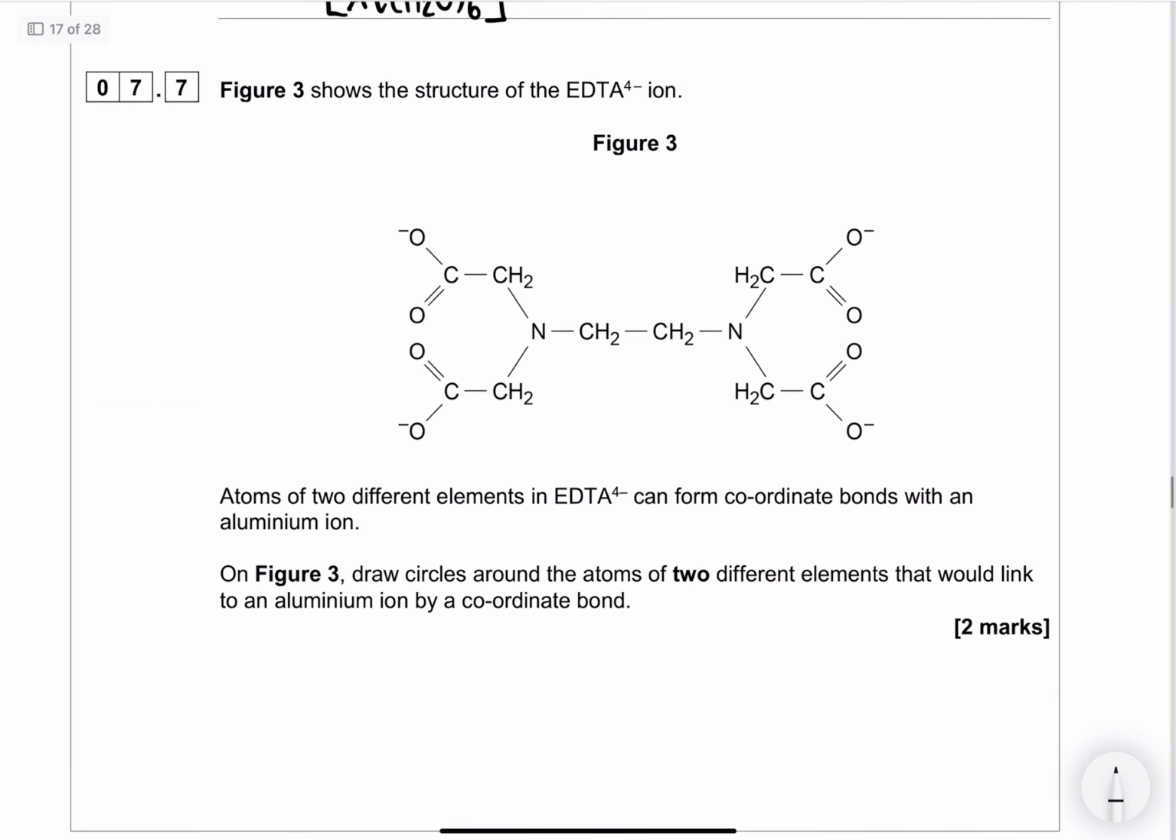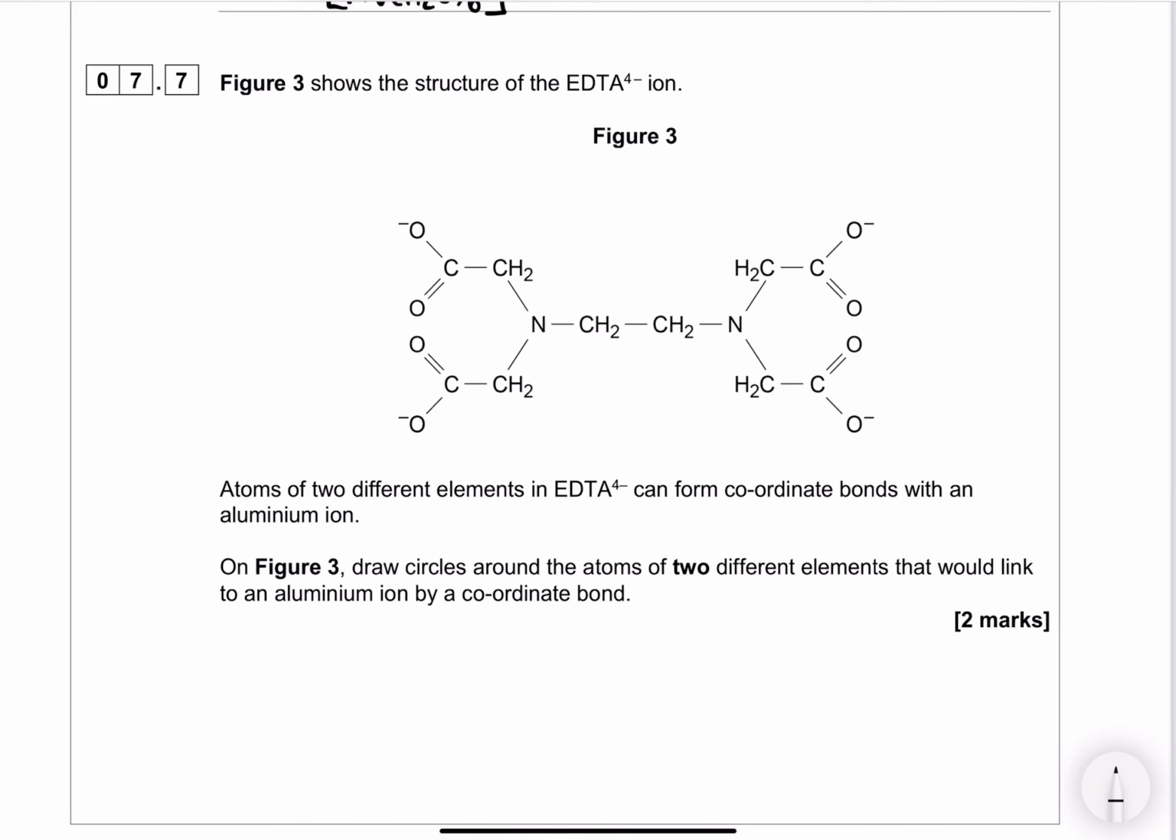Figure 3 shows the structure of EDTA. Atoms of 2 different elements can form coordinate bonds with the aluminium ion. Draw circles around the atoms of 2 different elements that would link to the aluminium ion by a coordinate bond. So the question is actually only asking us to do the 2 different elements. I'm going to circle all the atoms involved because EDTA is a hexadentate ion. It uses each of these 4 O- ions, so that's one of the atoms involved. You only need to circle one of those 4. The other 2 bonds come from the lone pairs on these nitrogens, so it makes it hexadentate, but you needed to circle one of those 2 nitrogens and one of those 4 O- ions.